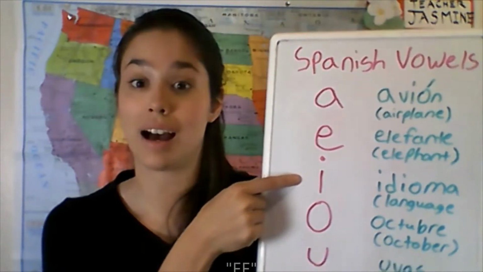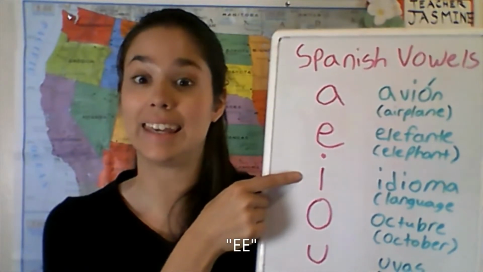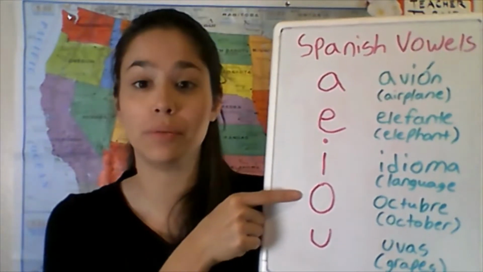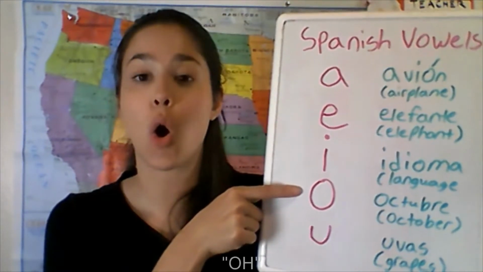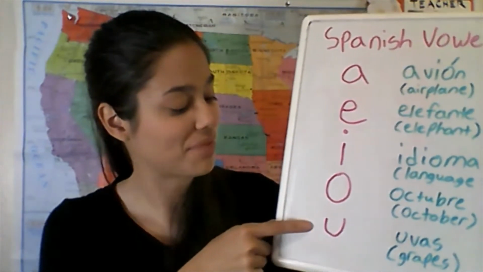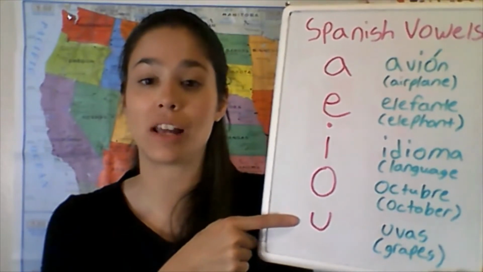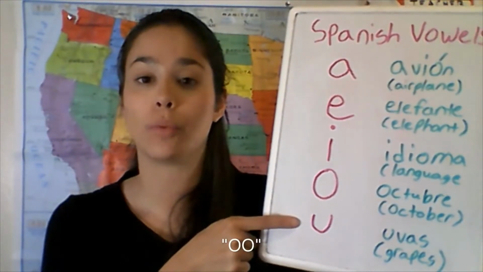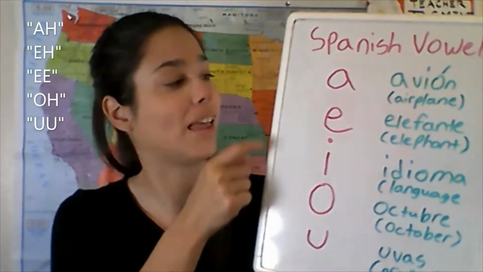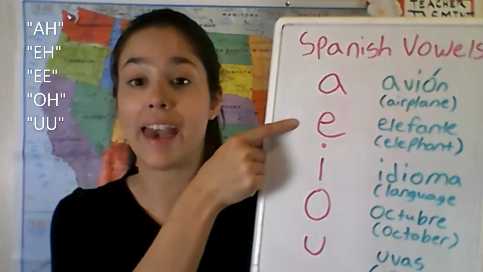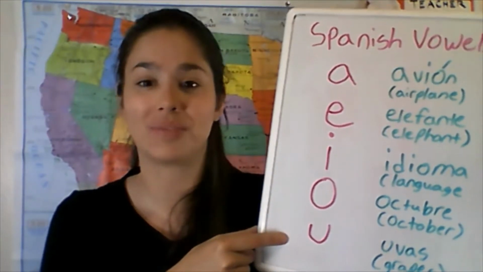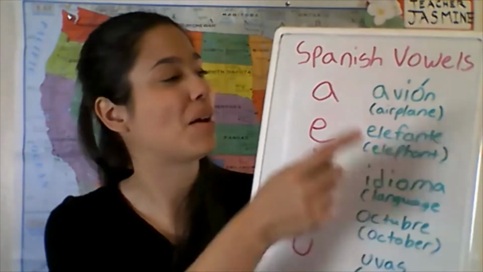The next one, I. We pronounce it "ee." The next vowel, O. We pronounce this "oh." Good. And the last one is U. We pronounce this "oo." Good. All right, all together. A, E, I, O, U. Good job.